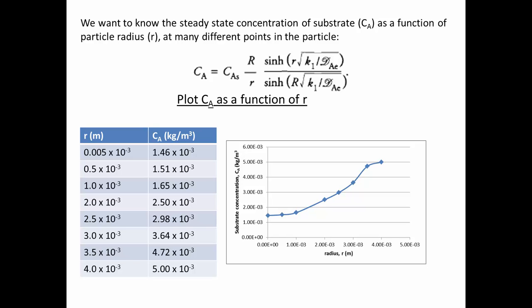So we can do exactly what we just did for several radii here. For several little r's, we can go from 0.005 times 10 to the negative third all the way up to the surface of the shell, of the bead, the particle, and get a variety of concentrations. And then plot them and show our substrate concentration profile, as you get closer and closer towards the center of that bead.